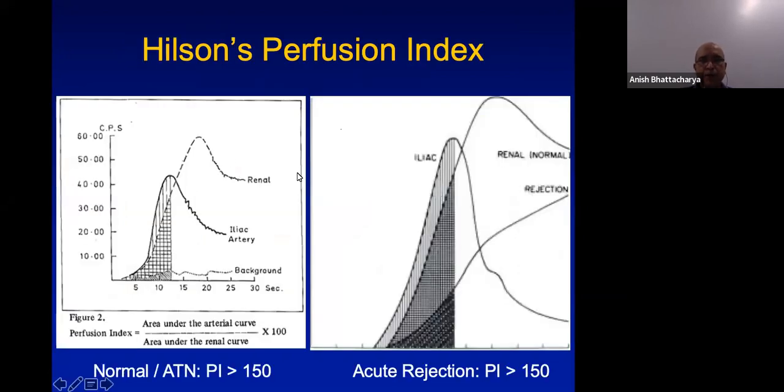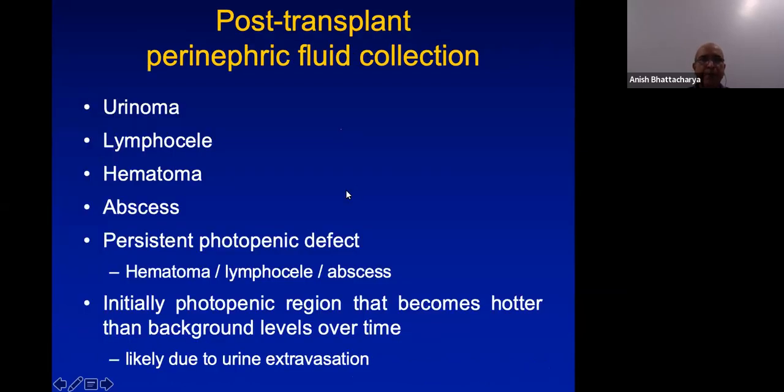Now, there are certain quantitative parameters that are used, like Hilson's perfusion index. What we do is we mark an ROI and you see the aortic perfusion curve and the renal perfusion curve. So in case of a rejection, the renal curve will go down. So the aorta divided by the kidney, this ratio will rise much, much higher. Usually in a normal kidney, the two curves should almost coincide. So they'll be roughly equal.